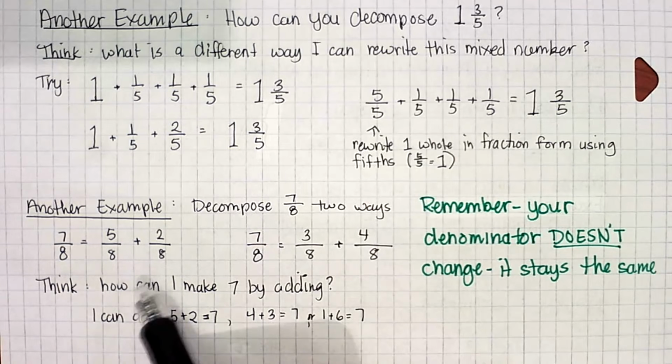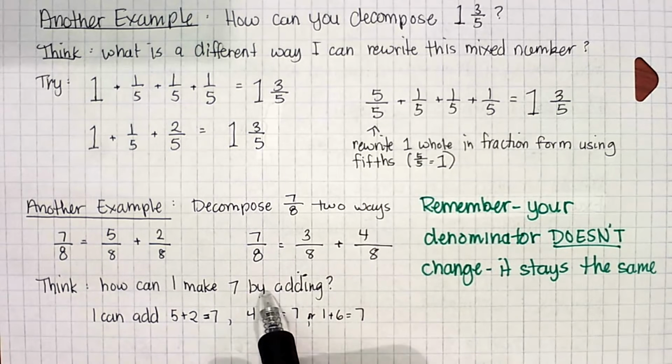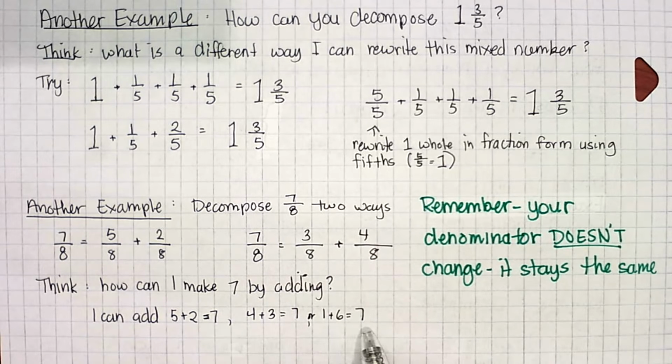So 7 over 8. Let's stop and think. How can I make 7 by adding? I can do 5 plus 2 is 7. I can do 4 plus 3. That also makes 7. I can do 1 plus 6 makes 7. Those are all different options.